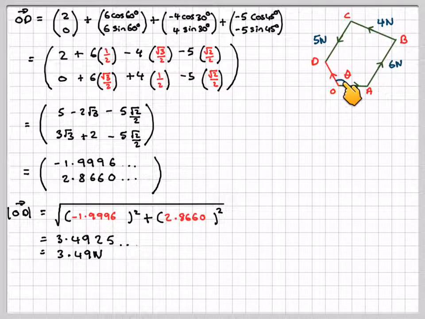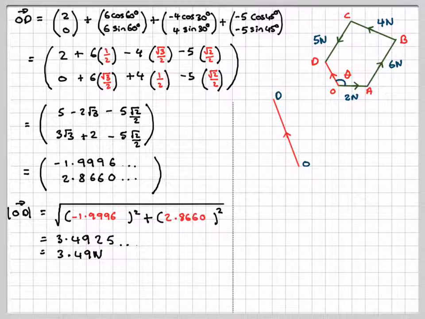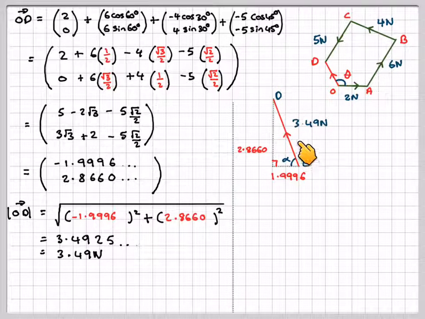Now what we need to do is find this angle here. So just drawing this a little bit out. There's OD, making a right angle triangle and making this angle here, this one being alpha. This length here is 1.9996. We don't need to worry about it being minus, we only need to find the value of alpha. And this one here will be 2.8660. We know the length here is 3.49 newtons. So these are the components of that force.